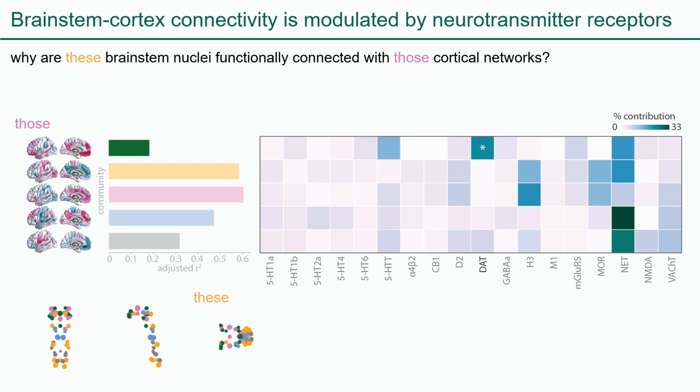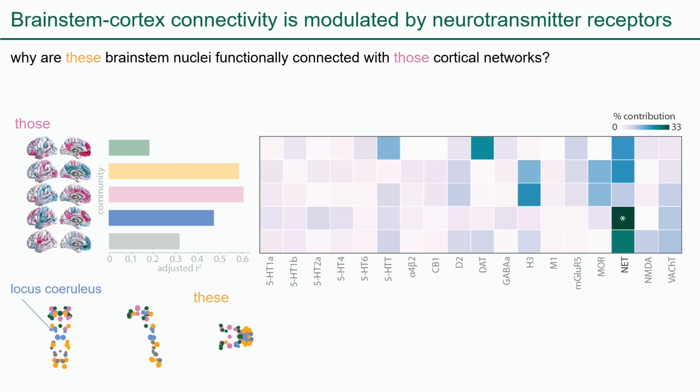Here, the dopamine transporter is the receptor or transporter that is most contributing to predicting the green cortical activation pattern. And the green cortical activation pattern is related to those green brainstem nuclei, where the substantia nigra is synthesizing dopamine. Same thing for norepinephrine. We have the norepinephrine transporter being the most dominant towards the blue network.